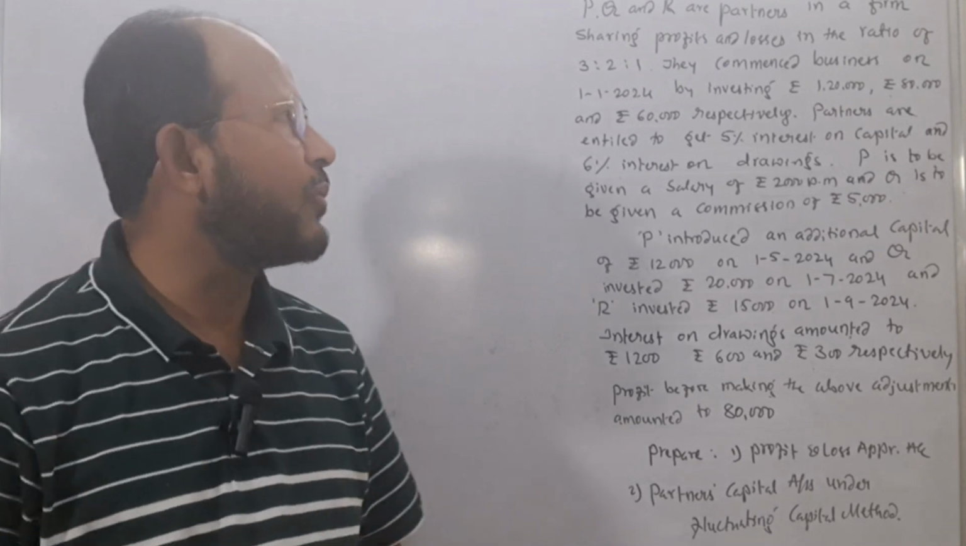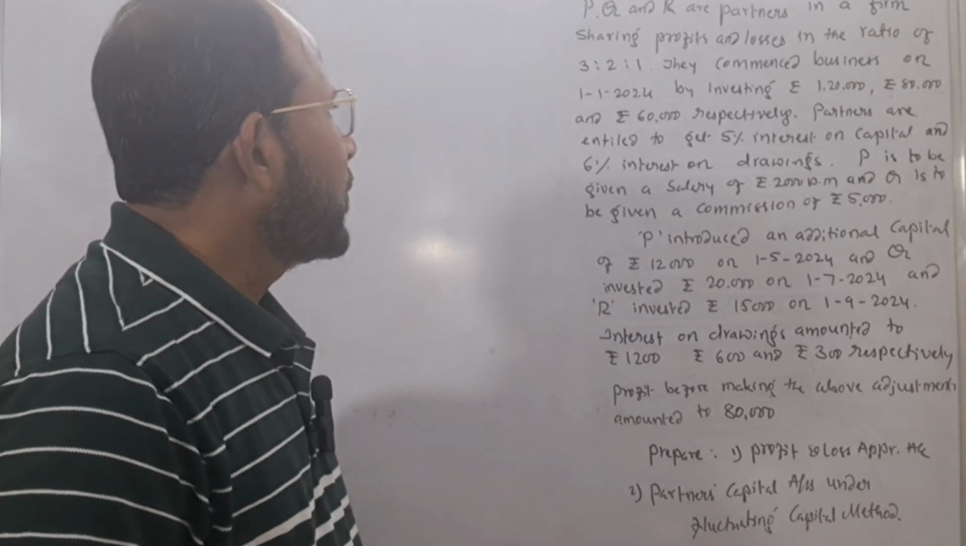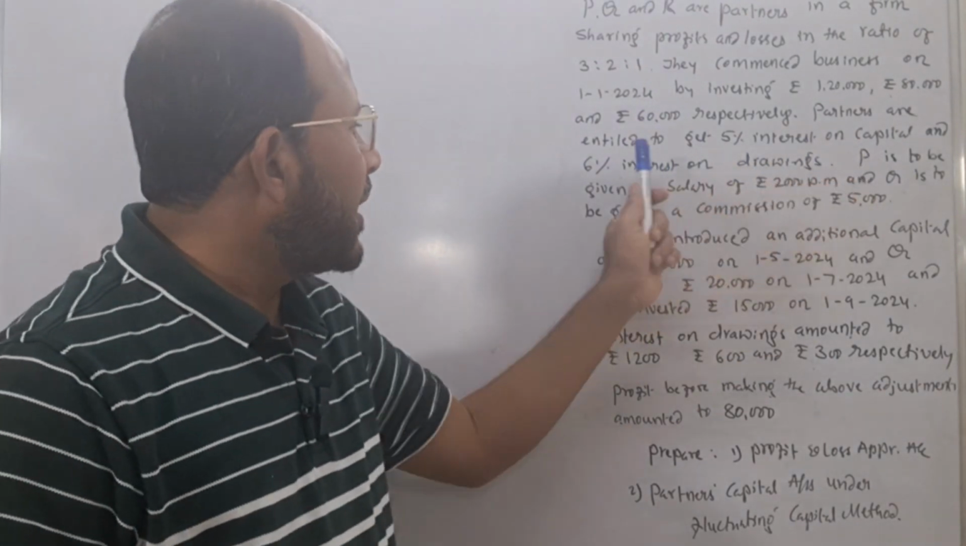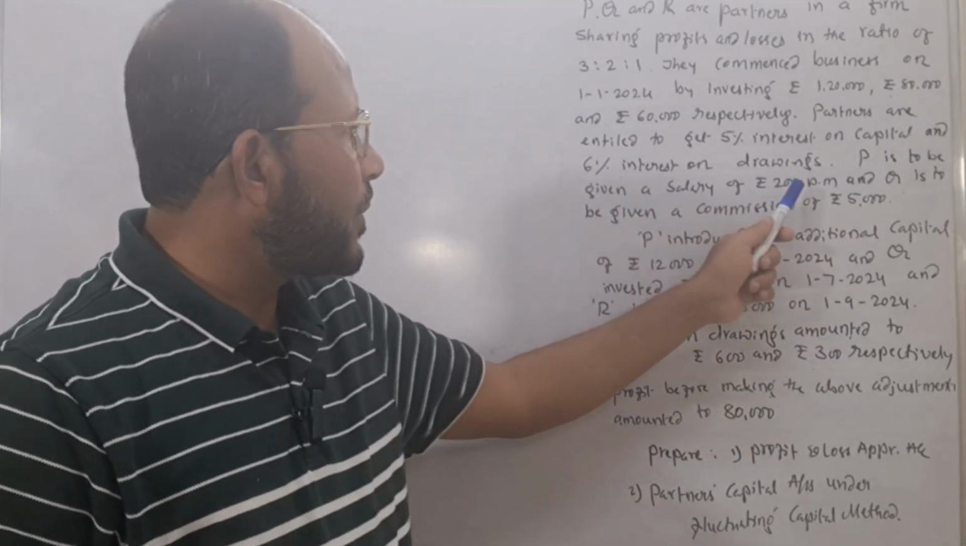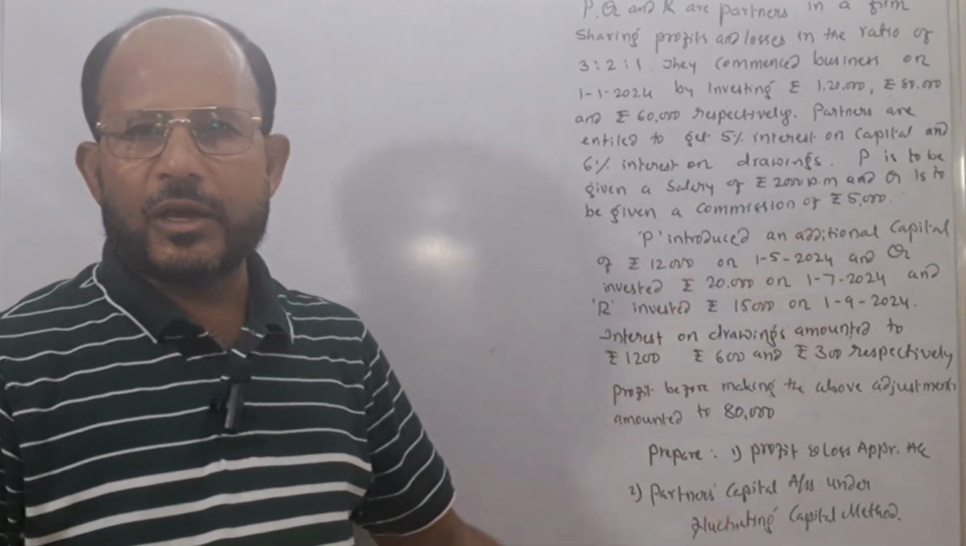They have commenced a business on 1st January 2024 by investing rupees 1,20,000, rupees 80,000 and rupees 60,000, and they have agreed to share the profits and losses of the business in the ratio of 3 is to 2 is to 1. Partners are entitled to get 5% interest on capitals and 6% interest on drawings. P is to be given a salary of rupees 2,000 per month and Q is to be given a commission of rupees 5,000.